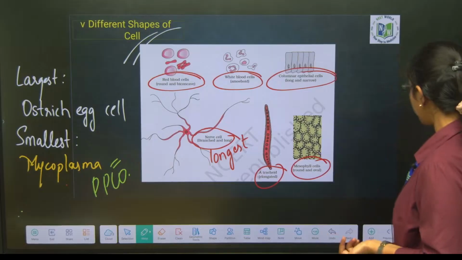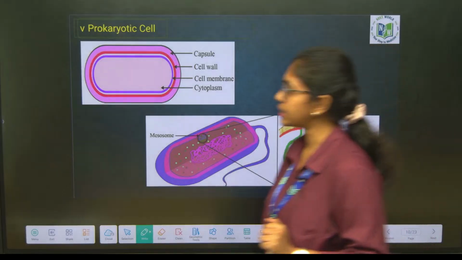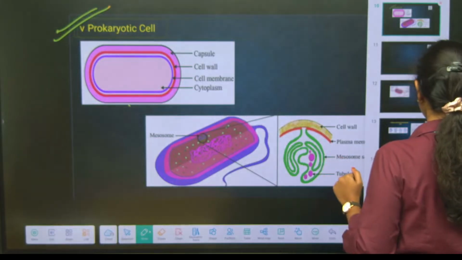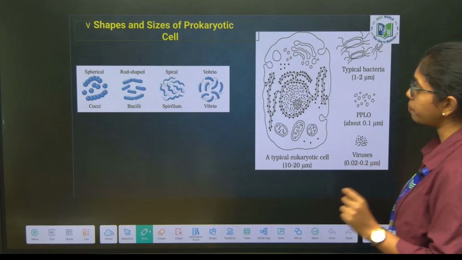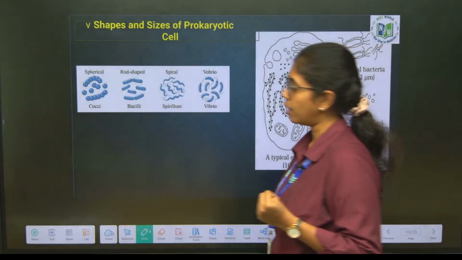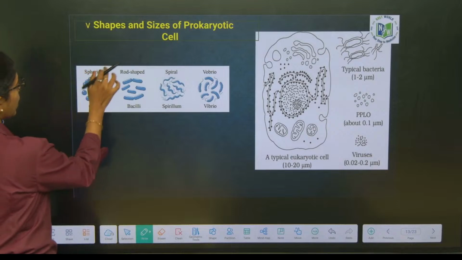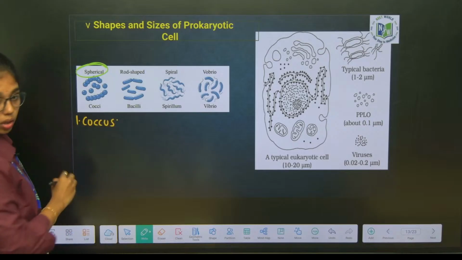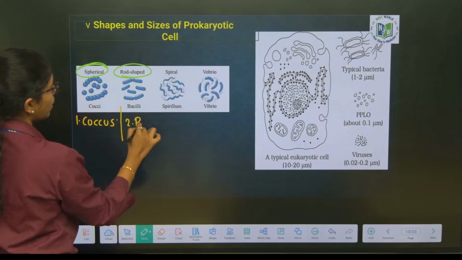Then we are getting started with the prokaryotic cell. Before starting the prokaryotic cell, look into the different shapes and sizes of prokaryotic cells. We have 4 different shapes. First is cocci, spherical shaped; singular form is coccus. Then rod shaped bacilli. Singular form is?